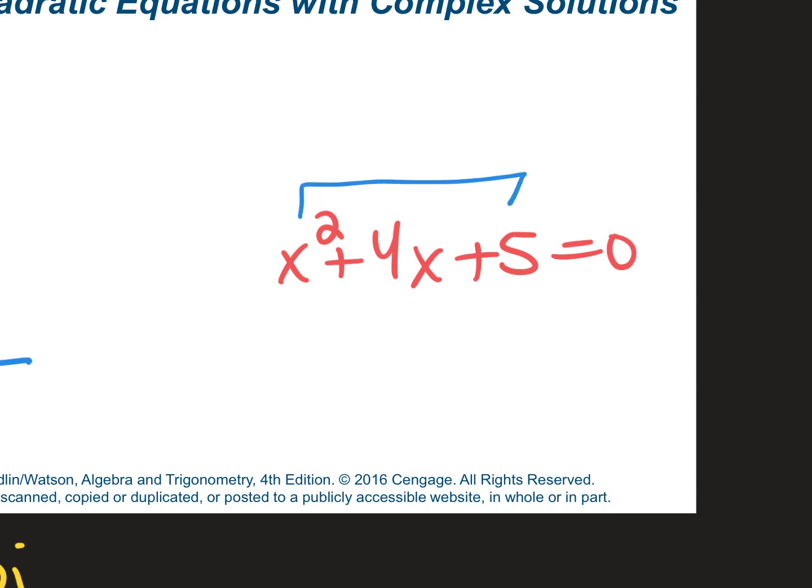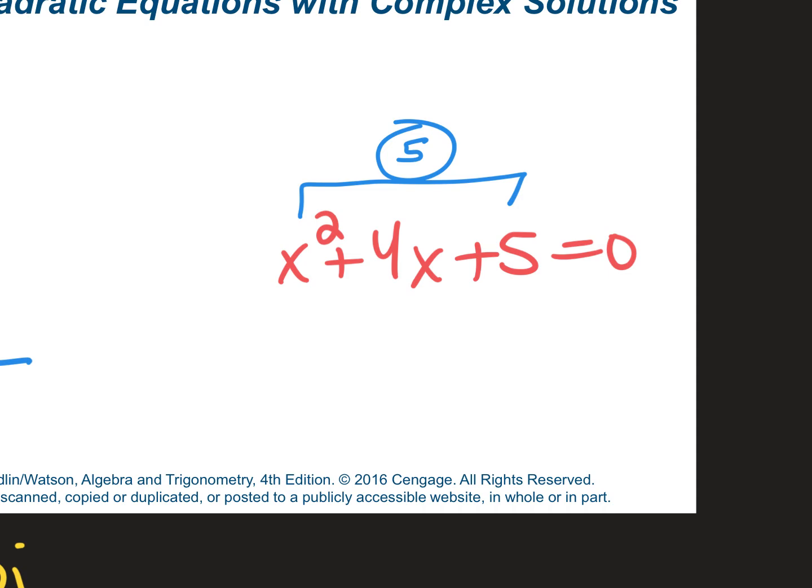I have 1 times 5 is 5. Are there factors of 5 that will multiply to give me 5 but add to give me 4? No. Are there factors of negative 5 that will multiply to give me negative 5 but add to give me 4? Yes. But a lot of you miss little things like that, so you just tell me, oh yeah, it's 5 and 1. I agree with you guys. 5 minus 1 is 4. But 5 times a negative 1 is a negative 5, not a positive. That's why you can't factor this.